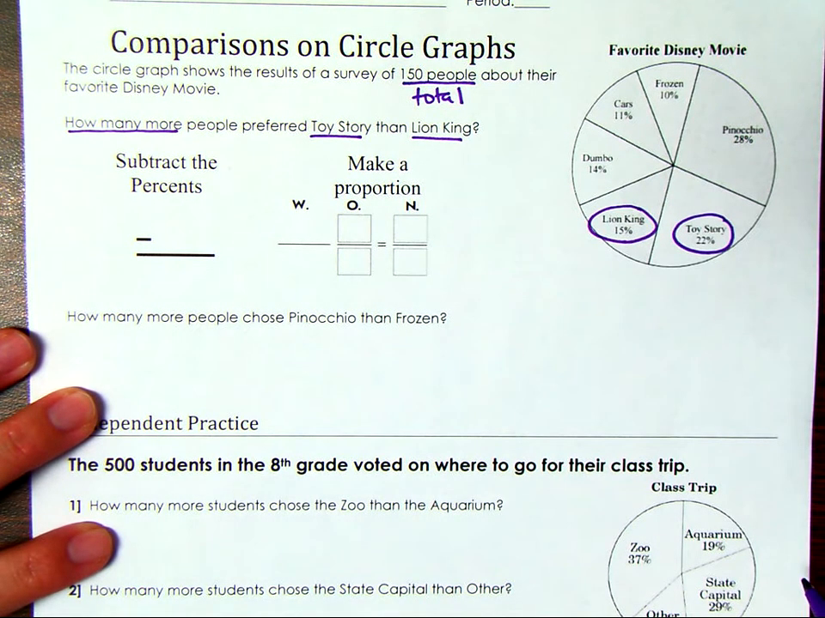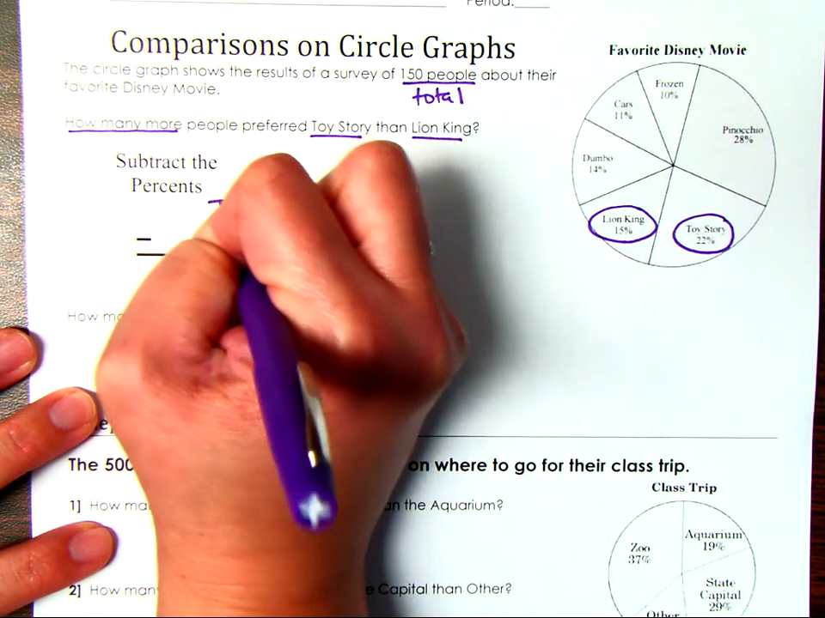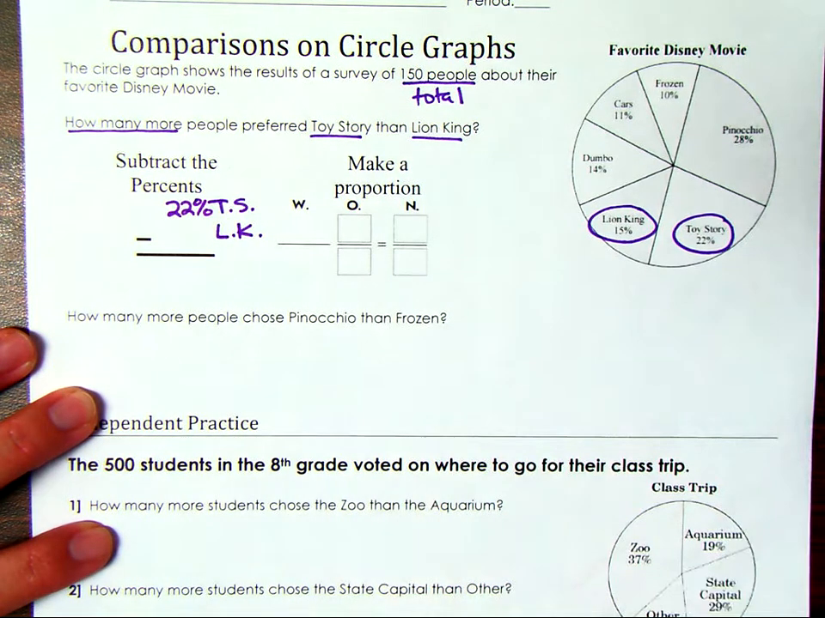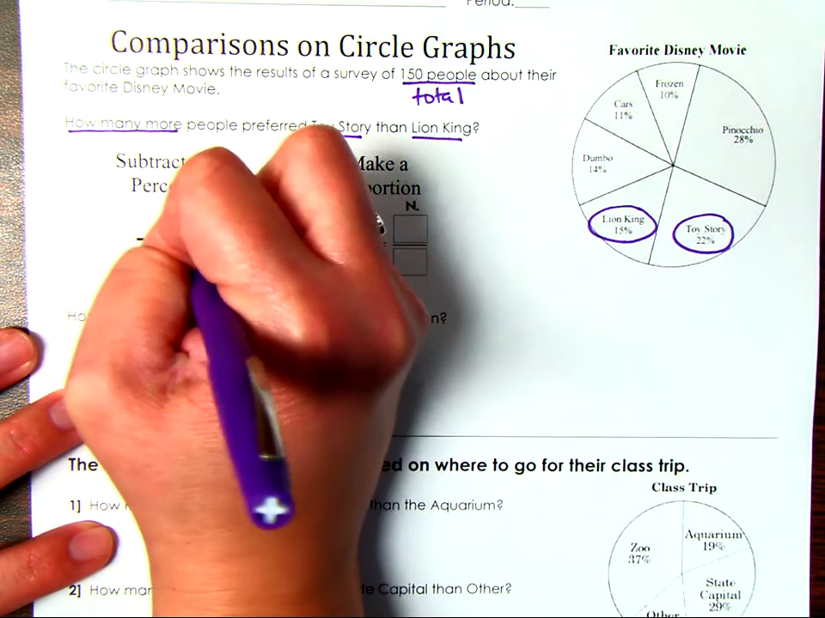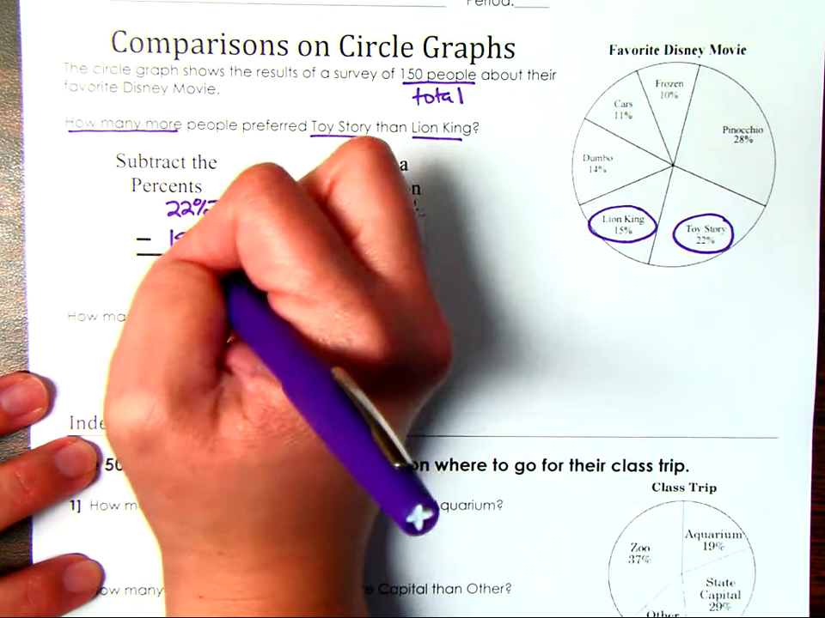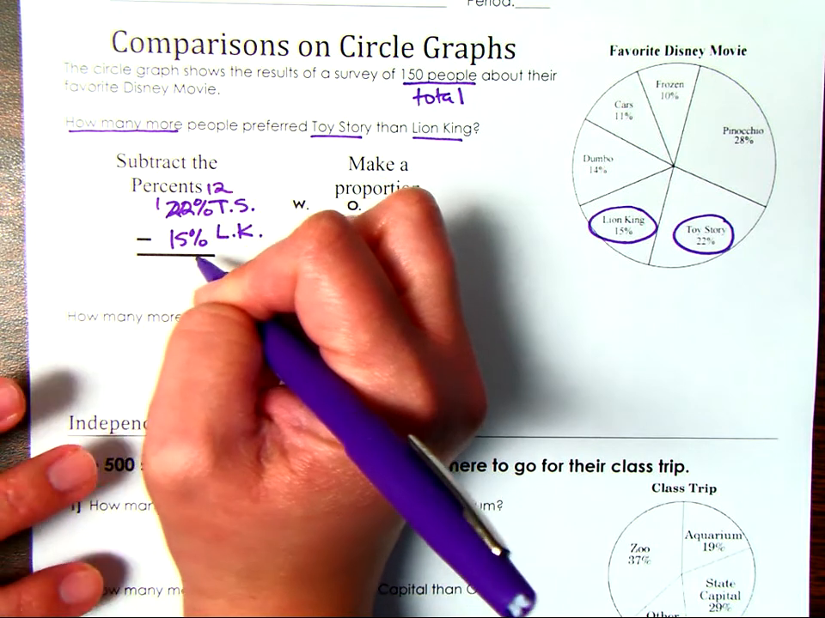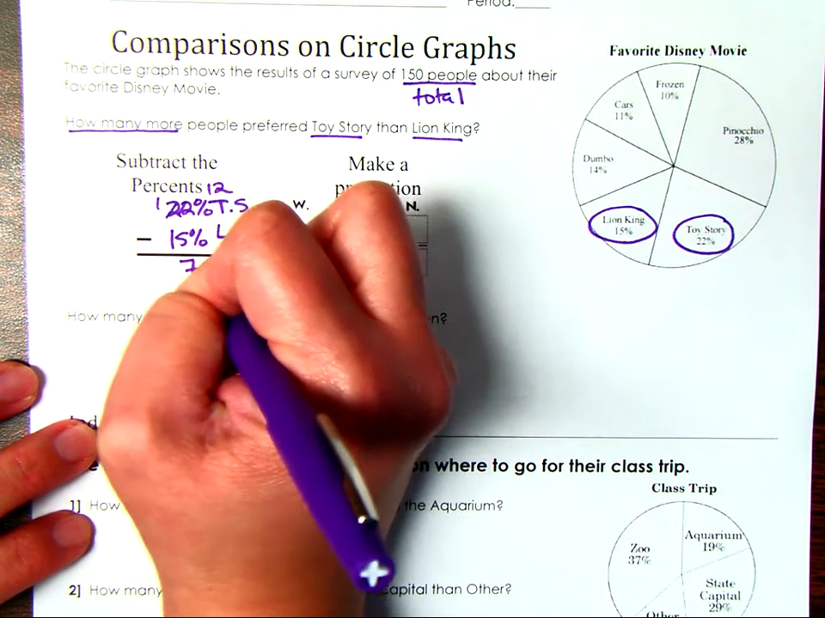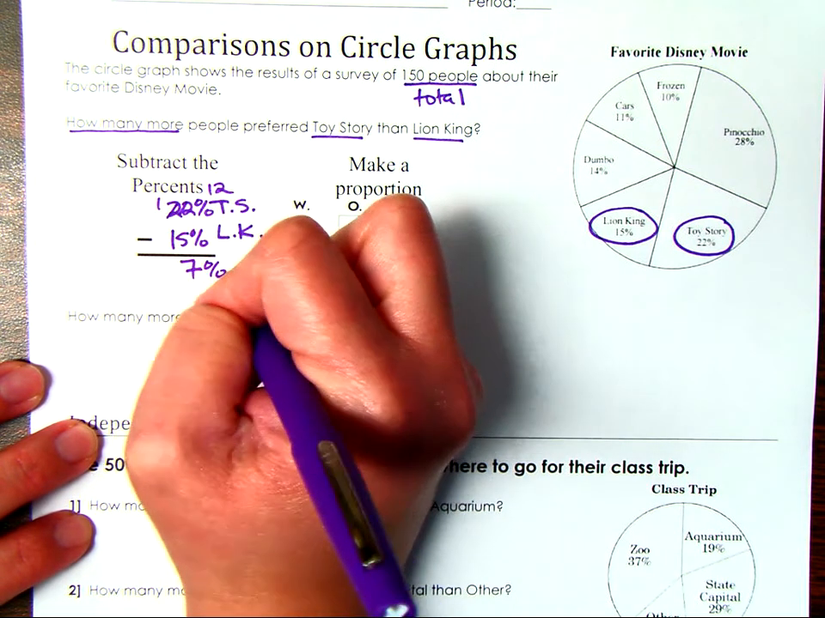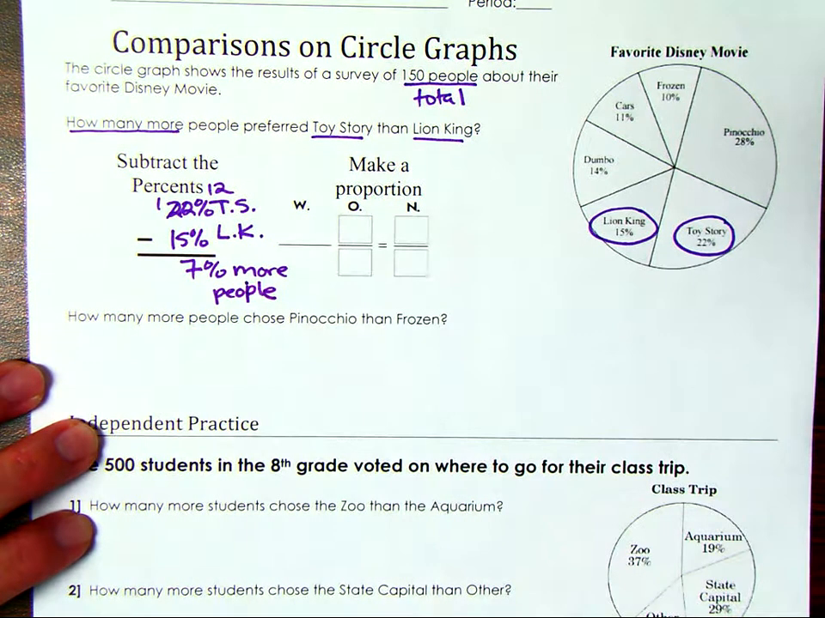So the first thing we need to do is subtract those percents. Toy Story minus Lion King, because more people liked Toy Story at 22% and only 15% liked Lion King. So we need to find the difference between these. 22 minus 15, well, we can borrow. 12 minus 5 is 7. So 7% people. It's not just 7, it's 7% more people. If that's not the answer, we need to figure out what it is.